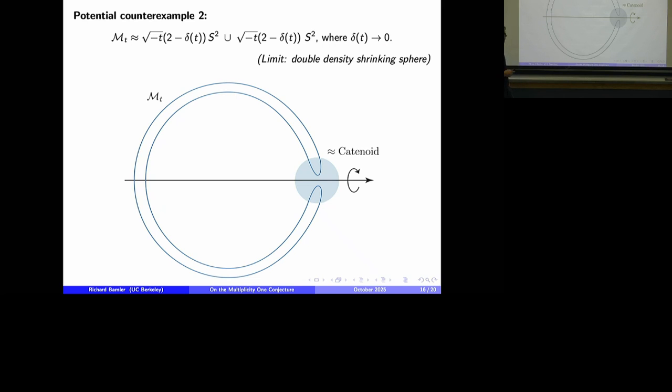Any questions on this? Is that it's meant to be a 2 plus delta? 2 plus delta. Oh, thanks. Yeah, never noticed this.